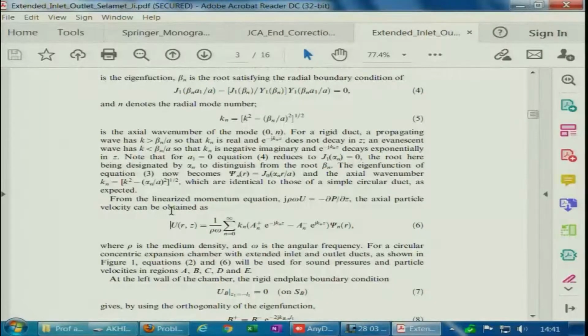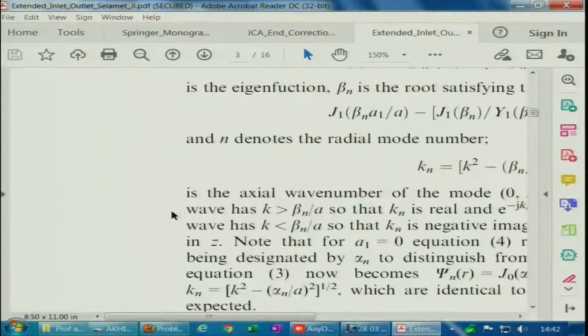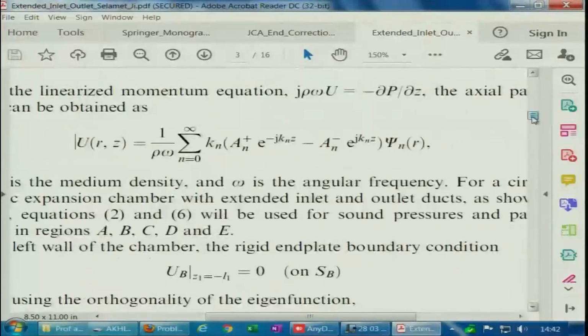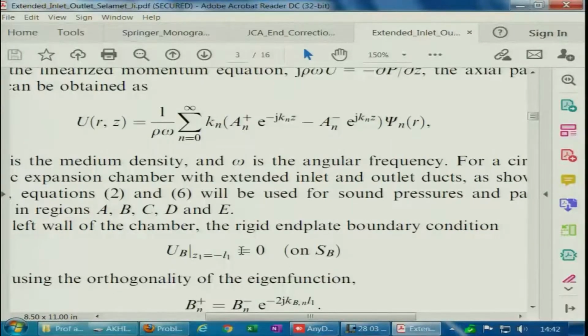So, let me just zoom this for you so that you can have a look at it a bit more clearly. So, this is the one that I am talking about. Okay. This will be valid for any region, only the psi function will change, and A_n plus and A_n minus will also change, and the rigid wall boundary condition, obviously this is one thing that I forgot to mention, apologies for that.